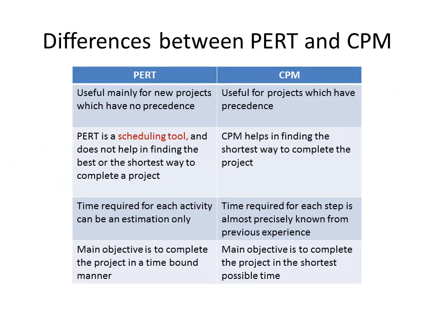These are the differences between PERT and CPM. PERT is for new projects, CPM is for projects that have enough precedence. PERT is a scheduling tool, and CPM finds the shortest way to complete the project.